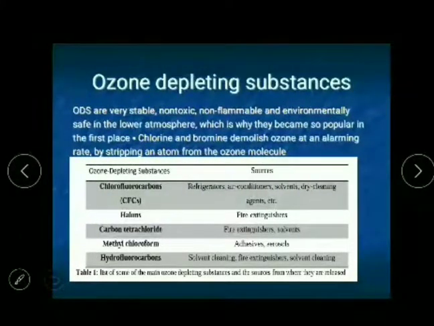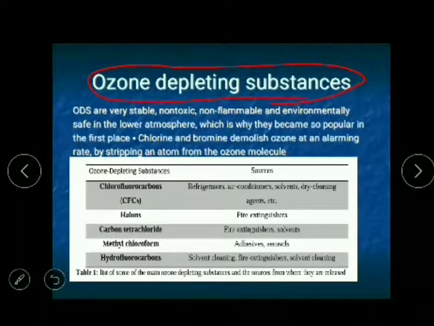So in this slide we are going to study the ozone depleting substances, shortly called as ODS. They are very stable, non-toxic, non-flammable, and environmentally safe in the lower atmosphere, which is why they became so popular in the first place. Chlorine and bromine demolish ozone at an alarming rate by stripping an atom from the ozone molecule.